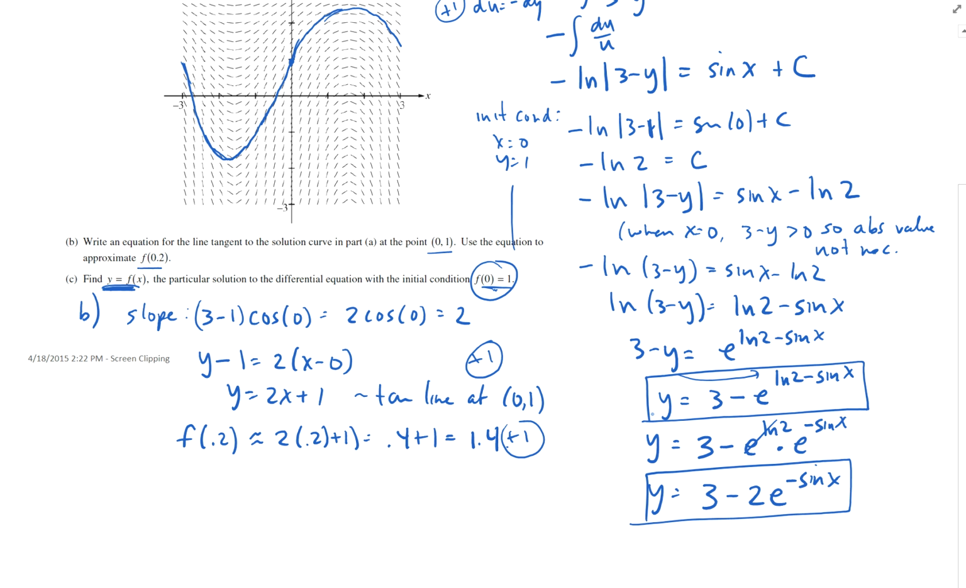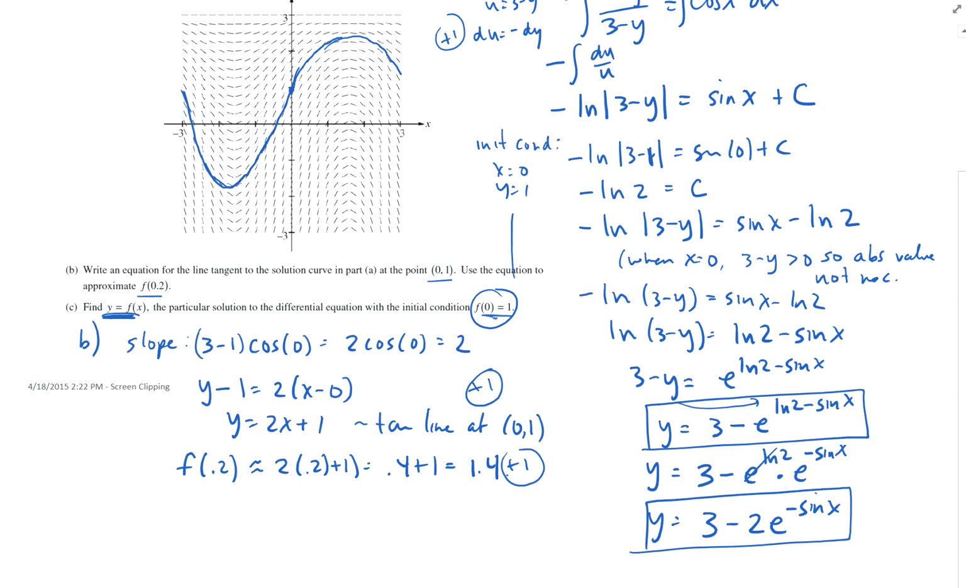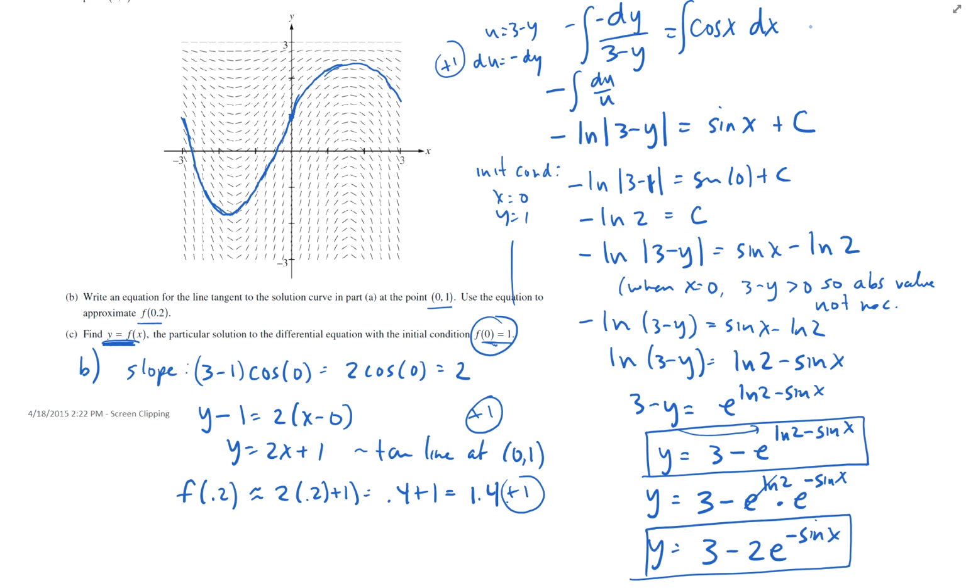Okay, this is worth 6 points. It's part of the problem. So it's plus 1 for separating, plus 2 for taking the correct integrals, plus 1 for the constant, plus 1 for plugging in the initial condition.